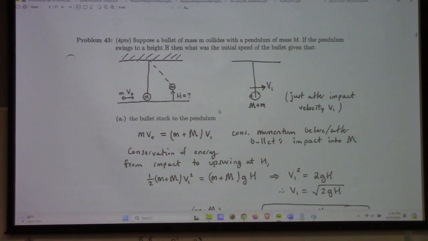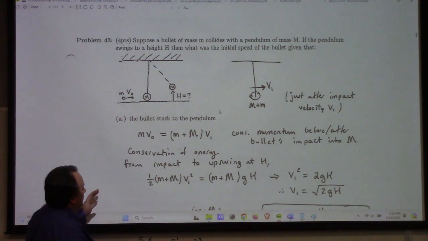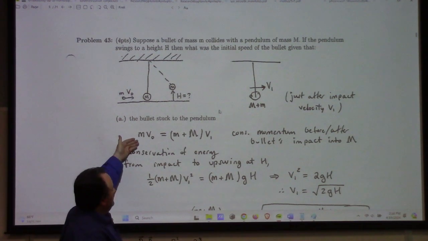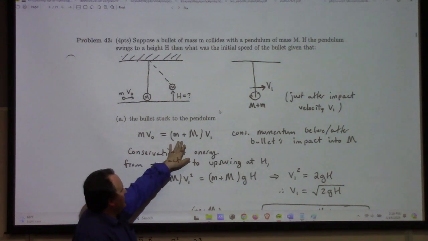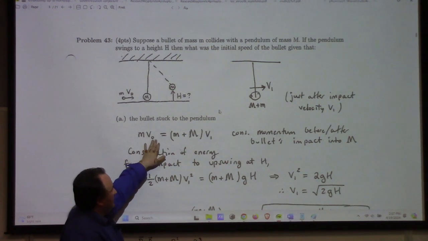Let's see here. Problem 43 is the ballistic pendulum problem. And so it gets stuck to the pendulum bob in part A. So I conserve momentum, right? That tells me the velocity right before the upswing, v1, is given by this equation here. So V1 is m v naught over m plus M.